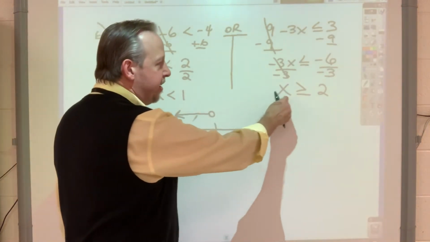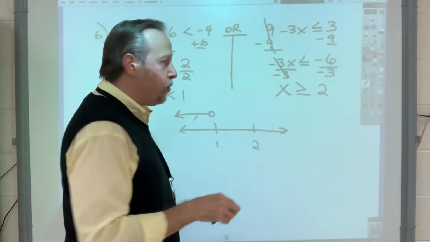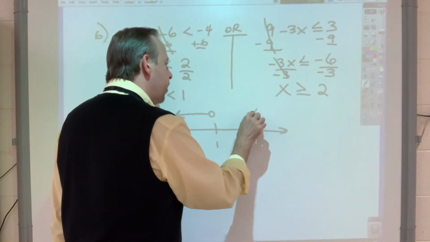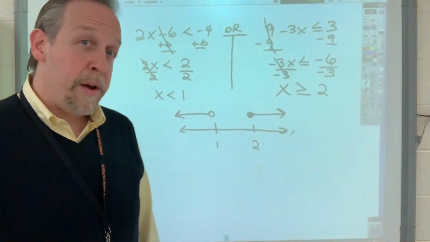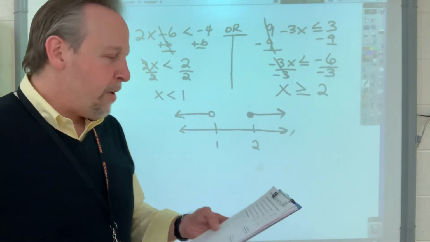On the other side, x is greater than or equal to. Because it could be equal to, it's a closed dot above the 2. Greater than values go to the right. So that is the solution numerically as well as graphically. Okay? Moving on to number 7.